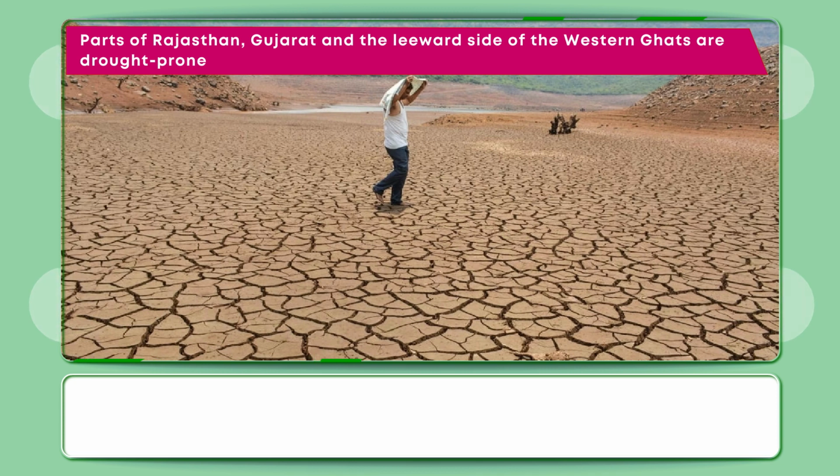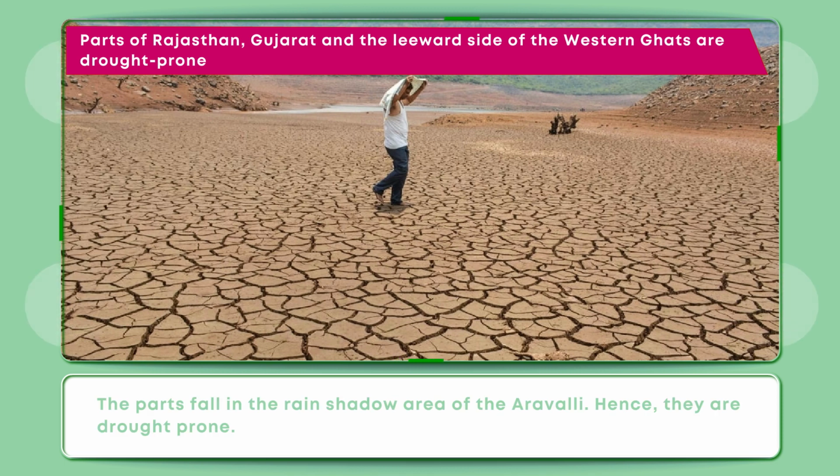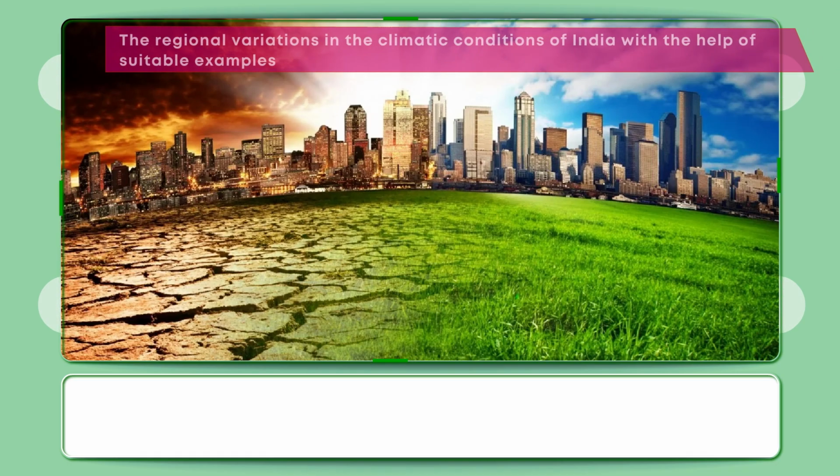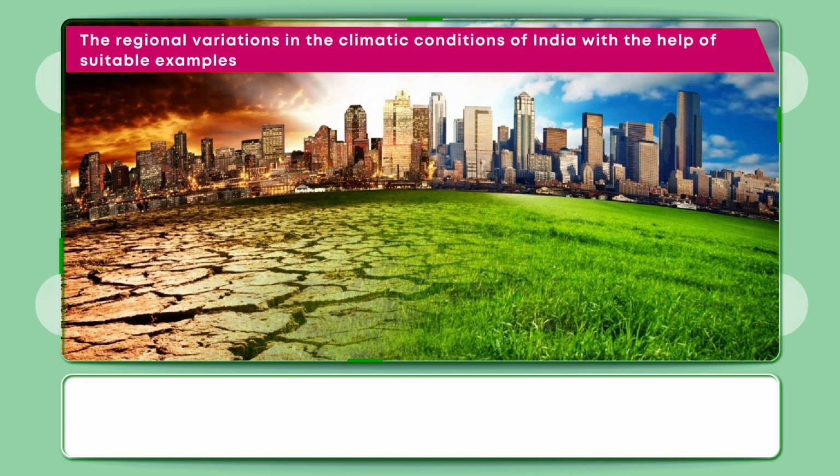Parts of Rajasthan, Gujarat and the leeward side of the Western Ghats are drought-prone. These parts fall in the rain shadow area of the Aravalli. Hence, they are drought-prone.